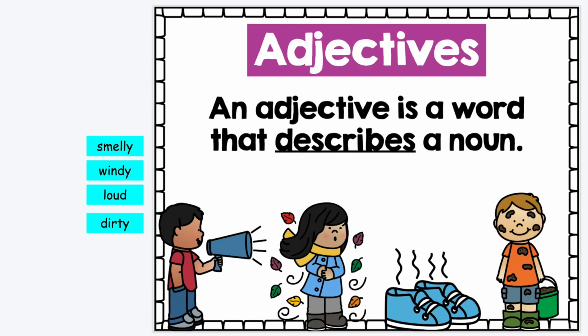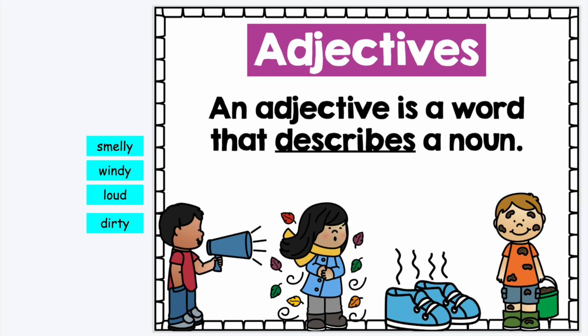Next, we're going to look at adjectives. So an adjective is a word that describes a noun. Now, there is more than one type of describing words. There are also adverbs, which describe verbs. We don't need to know exactly what an adverb is in grade 2. We just need to know that there are words that describe things in our writing. So one of those types of words is adjectives.